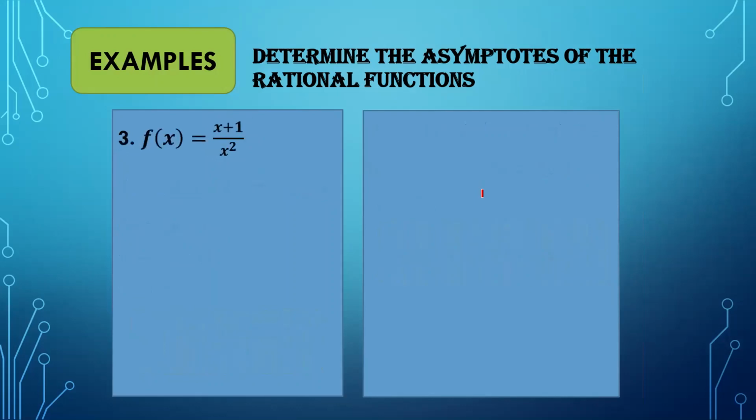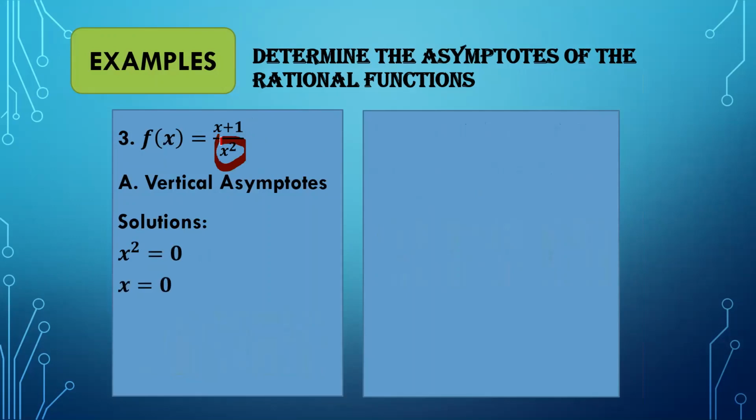So next, we have number 3. f of x is equal to x plus 1 all over x squared. For the vertical asymptote, again, just copy the denominator. So we have x squared and let it be equal to 0. So x is equal to 0. Why? If we take the square root of 0, it is just 0. So therefore, the vertical asymptote is x equals 0.